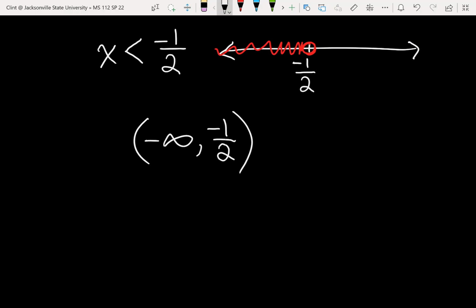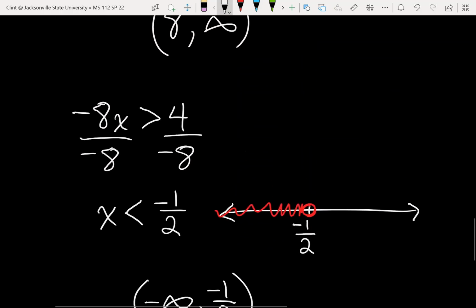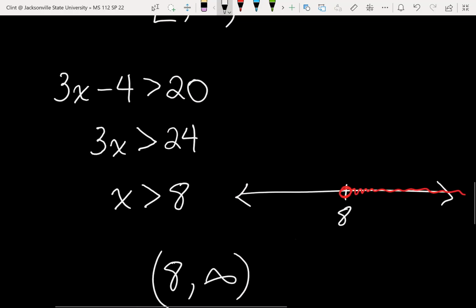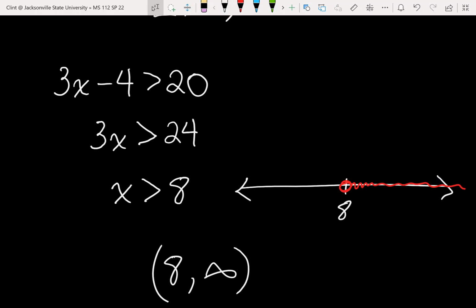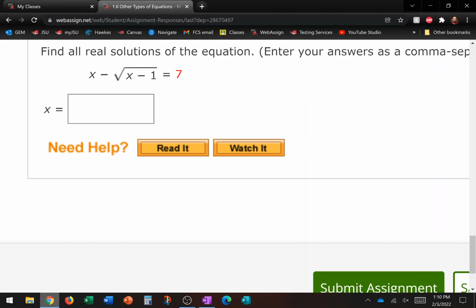Questions on those? The only other thing you have to deal with is most of these I did real simple ones solving, but maybe you'll have one that takes you 2 or 3 steps to solve, but it's not bad. Let me show you how to do the number line and how to get the interval notation on WebAssign.